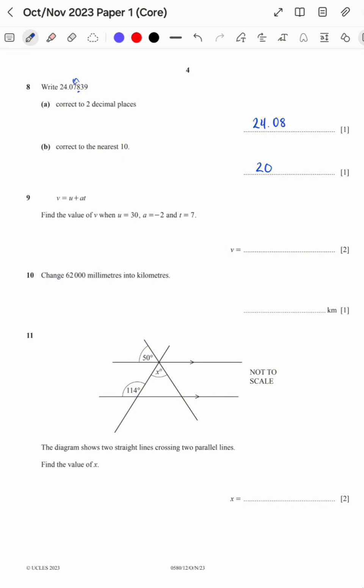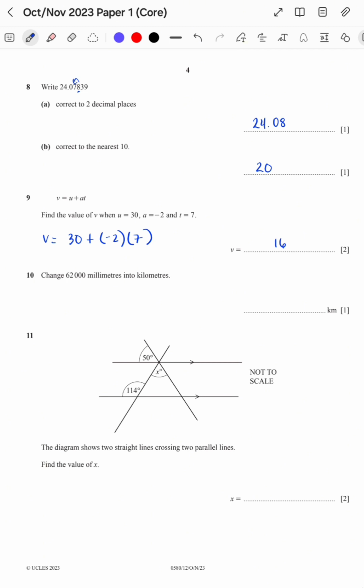Next, question number 9. Formula for velocity. V is equal to initial velocity U plus acceleration A times time T. Find the value of V when U is 30, A is negative 2, and T is equal to 7. This is direct substitution. So that's V is equal to 30 plus negative 2 times 7, which is equal to 16.